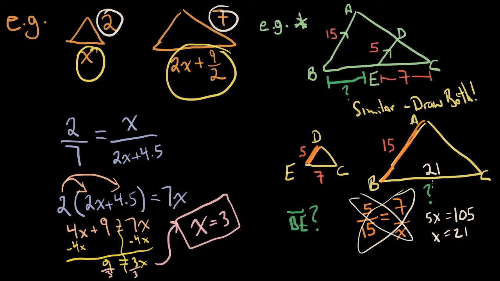That makes me super excited. Because if this entire line here is 21, and this little piece is 7, to figure out BE, I need to go 21 minus 7, which is going to be, boom, 14. Oh yeah, there you go.